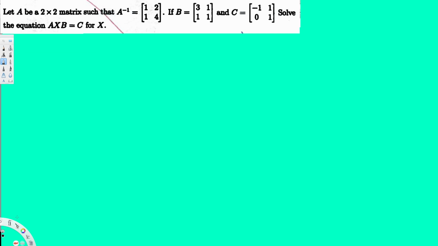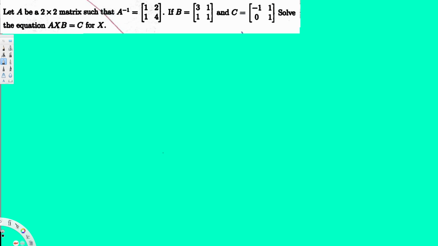Let's do this problem right here. The question is asking: let A be a 2 by 2 matrix such that A inverse is equal to [1, 2; 1, 4]. If B is equal to [3, 1; 1, 1] and C is equal to [-1, 1; 0, 1], solve the equation AXB = C for X. So let's see how we can do this.